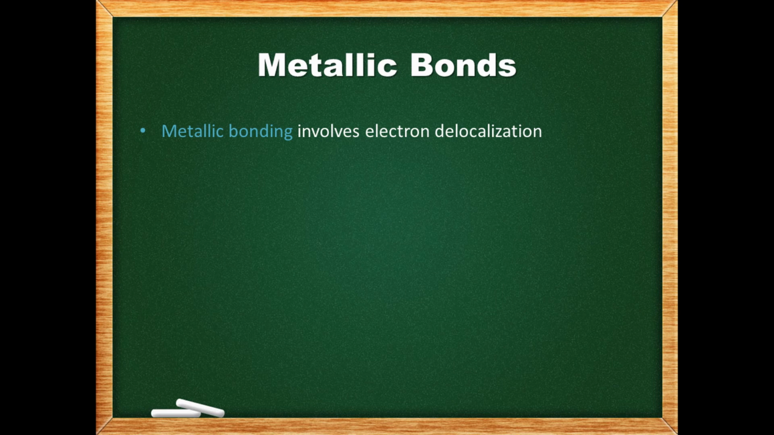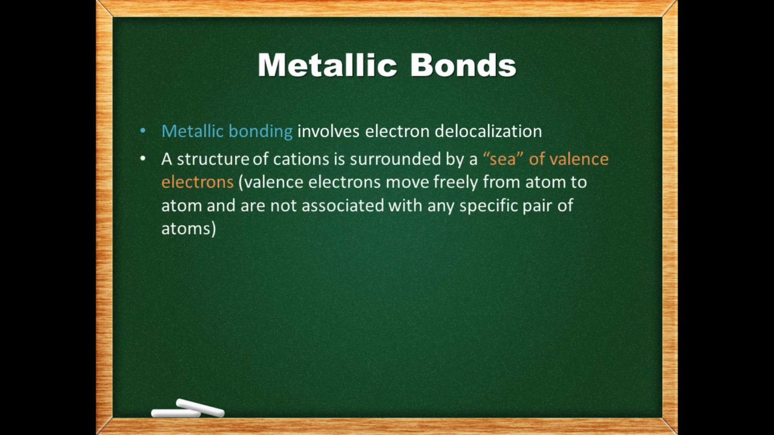We'll now take a brief look at metallic bonding. Metallic bonding involves electron delocalization. What this essentially means is that we have a structure of cations surrounded by a sea of valence electrons. The valence electrons move freely from atom to atom and are not associated with any specific pair of atoms.